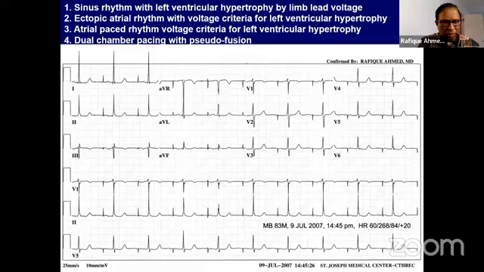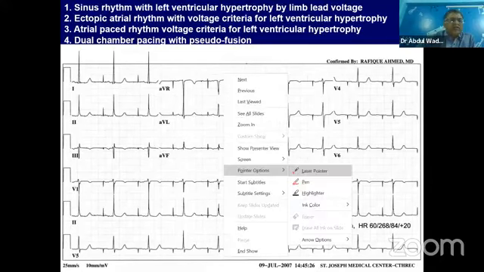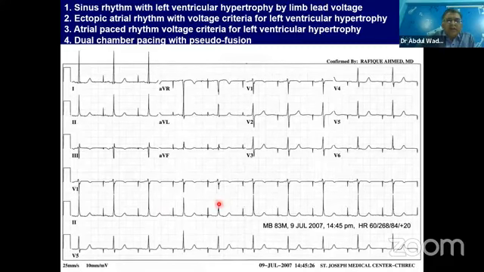So I'll talk about it. If you look at the rhythm strip in the bottom, whether it's only atrial pace rhythm and voltage criteria. And by voltage criteria, look at lead V5 or V6, it doesn't fulfill the voltage criteria.